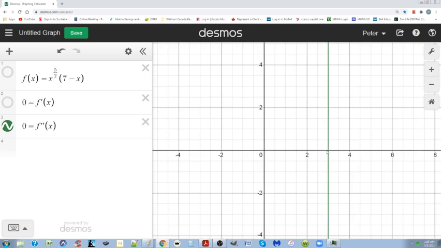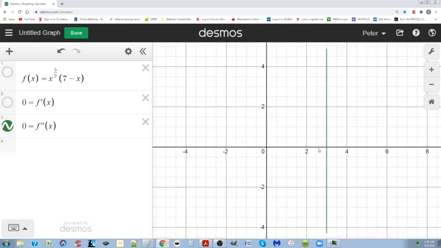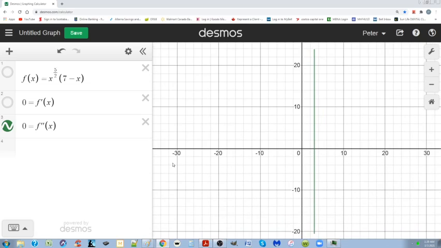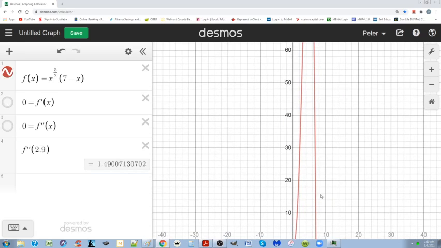So they get, yeah. So, see, we got it right. They got it wrong. Because everything after that, if I put in f double prime of 3.1, it's negative. At 3, it's 0. At 2.9, it's positive. So they got it wrong, and we got it right. So the inflection point is right here at 3, wherever f of 3 is.